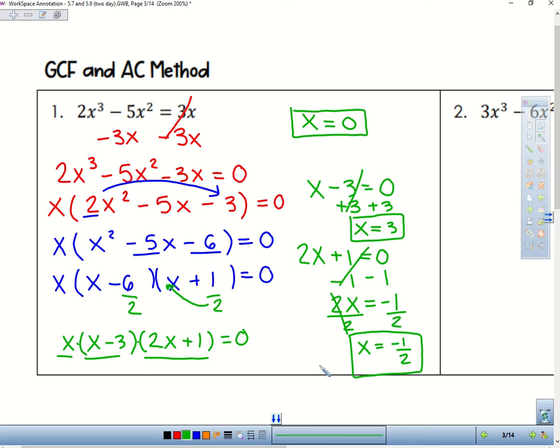So these are our three zeros or solutions to our cubic function. And as you can see here, do you see that the degree of this polynomial is 3? Which means that it should have yielded 3 solutions, which it did. So that's a way to kind of verify your work. Any questions about that?